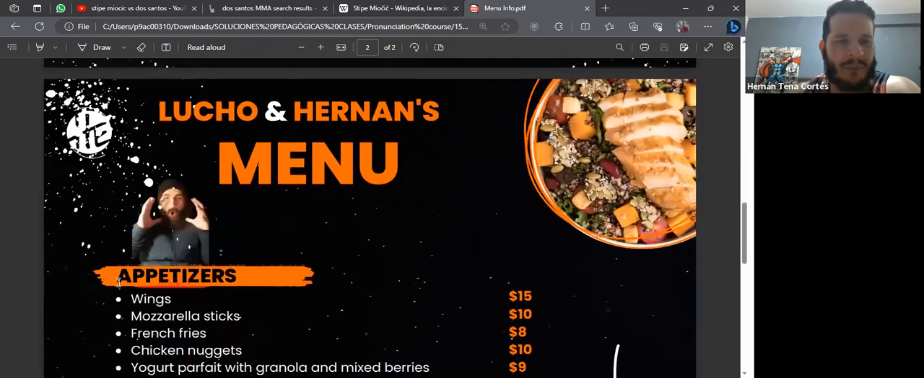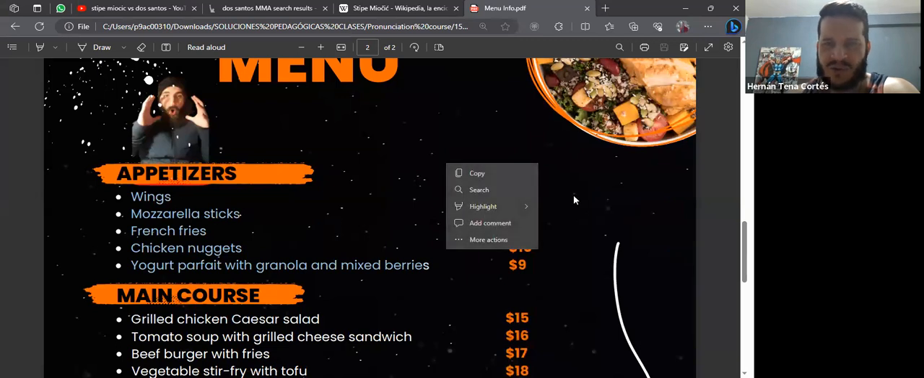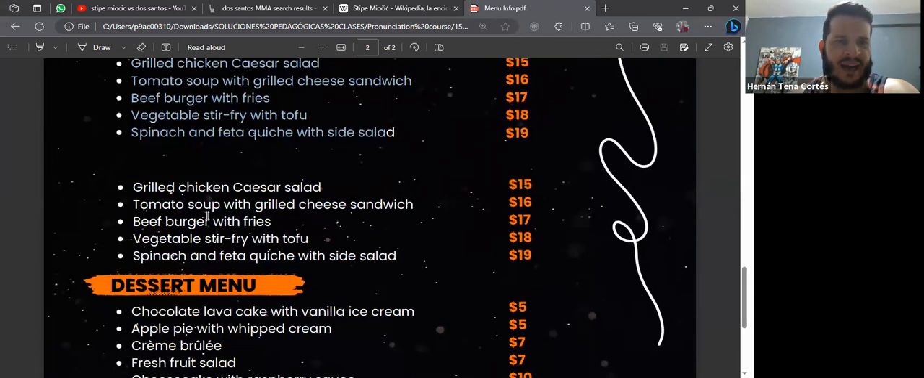For the menu, we have appetizers. ¿Qué son appetizers? Una entrada. So we have different appetizers here. I want you to notice the price. Then we have main course. El main course es el plato fuerte, ¿cierto? And we have many options here for the main course.